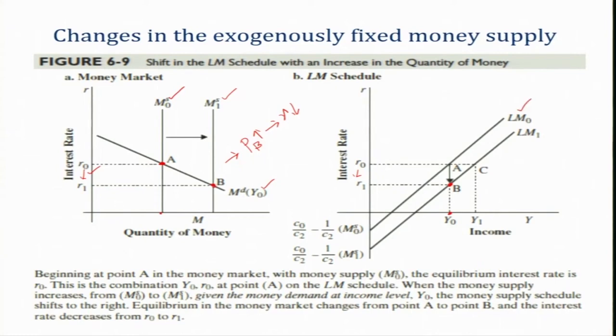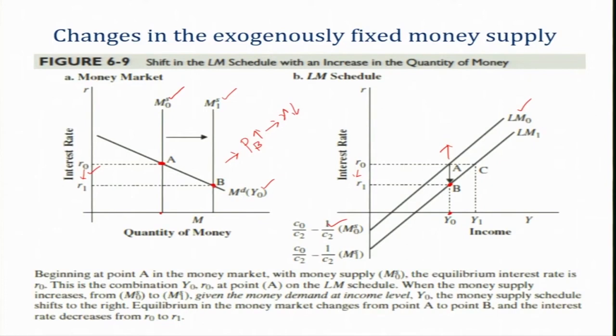The initial LM curve, when the rate of interest was R0 and the money supply was M0S, is LM0. Now the LM curve will be shifting down. When money supply increases, the LM curve, the LM schedule, will shift down. If the money supply decreases, then the LM schedule will shift up. This is also possible when the money supply is reduced. But let us now discuss only the case when the money supply is increased.